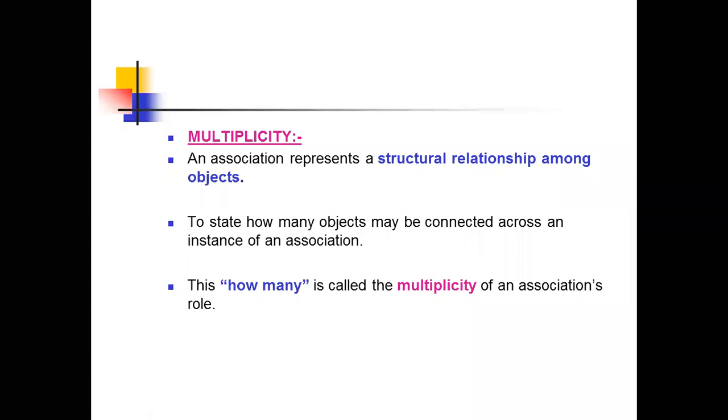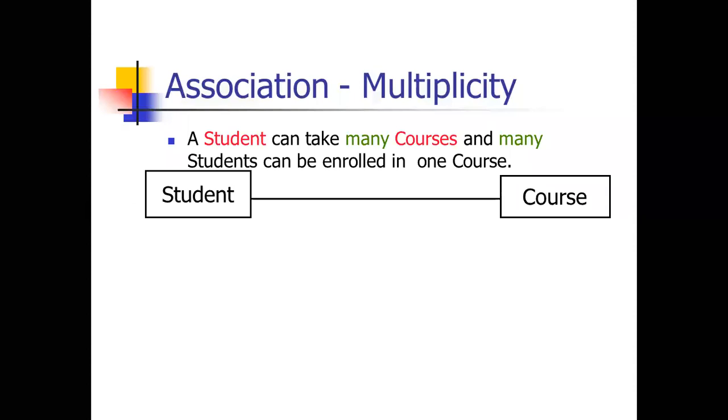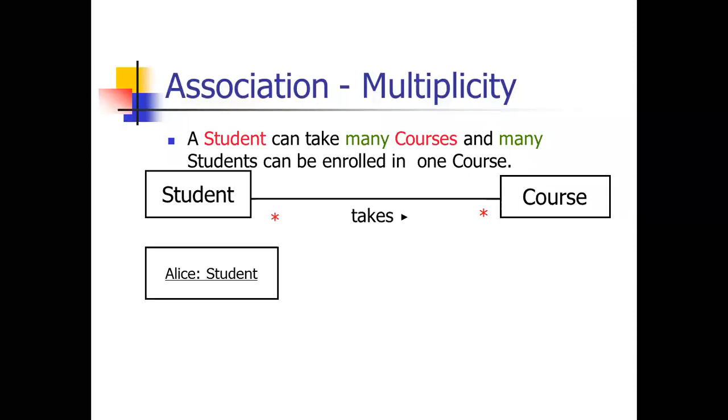Then we have seen the multiplicities: one to many, many to one, and how to give those multiplicities, like one to one, exactly one, one to many, zero to many. Here you can see the multiplicities between classes. Then we have seen the association multiplicity. Here you can see the association between student and course, where a student takes a course, and the multiplicity.